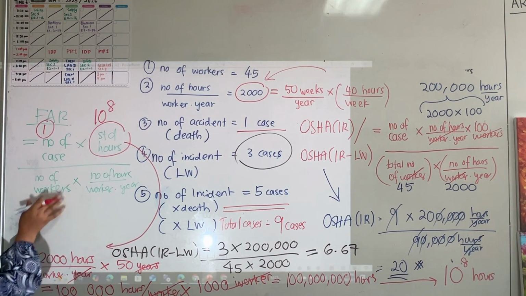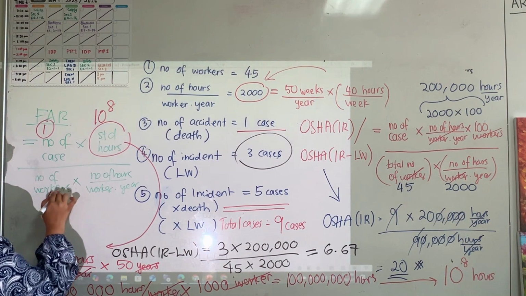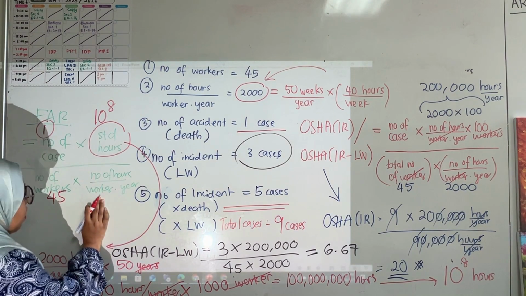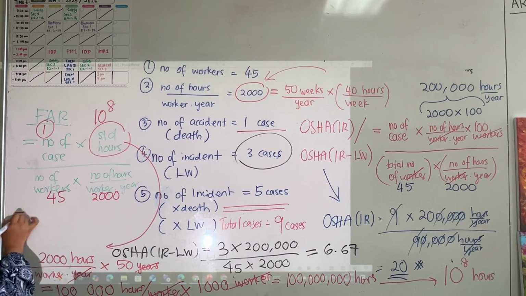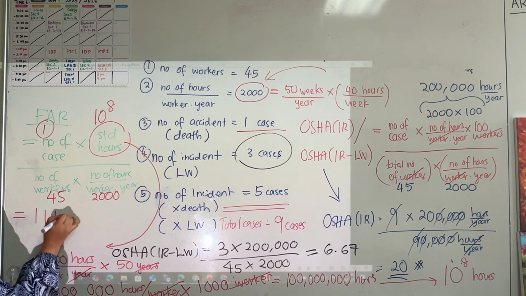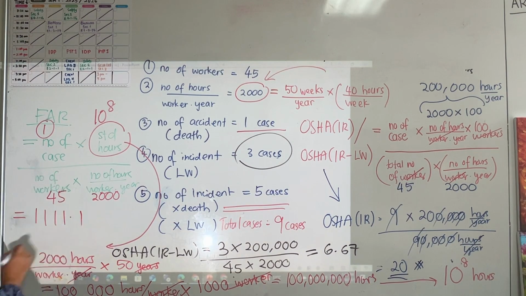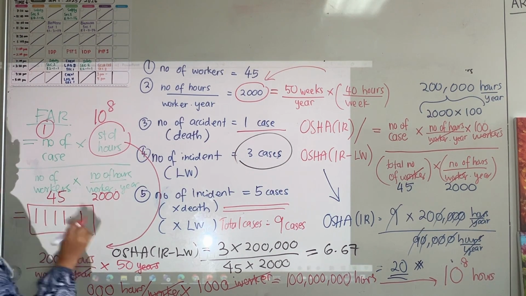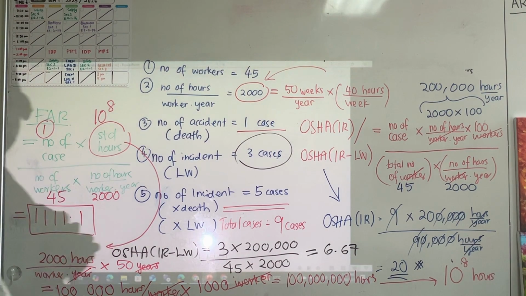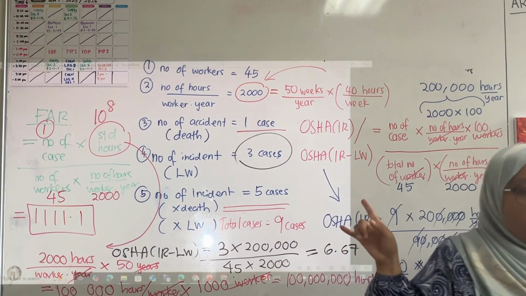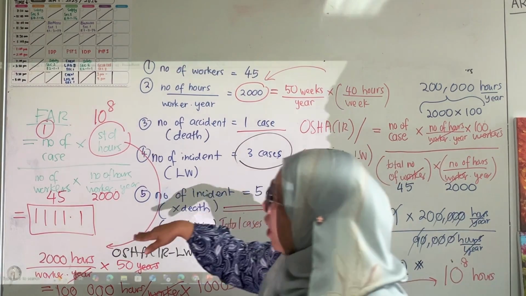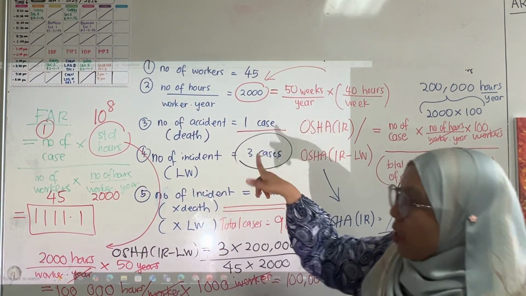And then at the bottom, the number of workers is still the same, 45, and the number of hours per worker per year is 2000. And finally you will get 1111.1 as your answer for the fatal accident rate. Now what does 1111.1 mean?